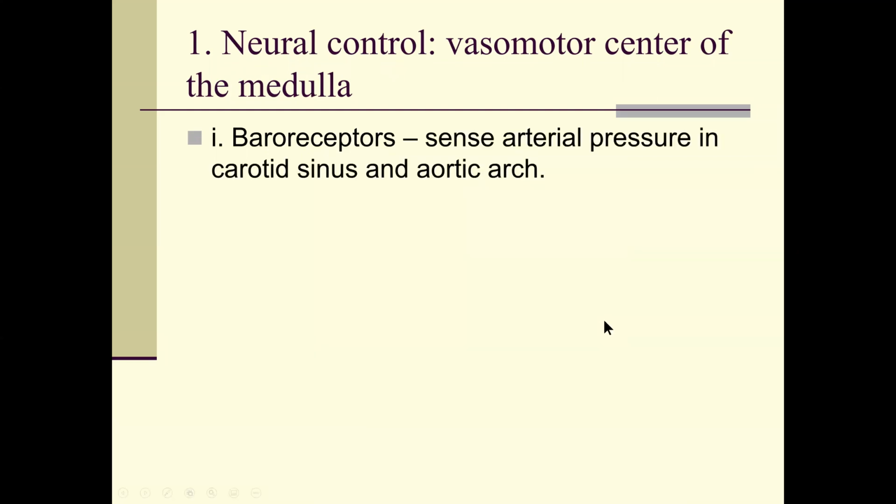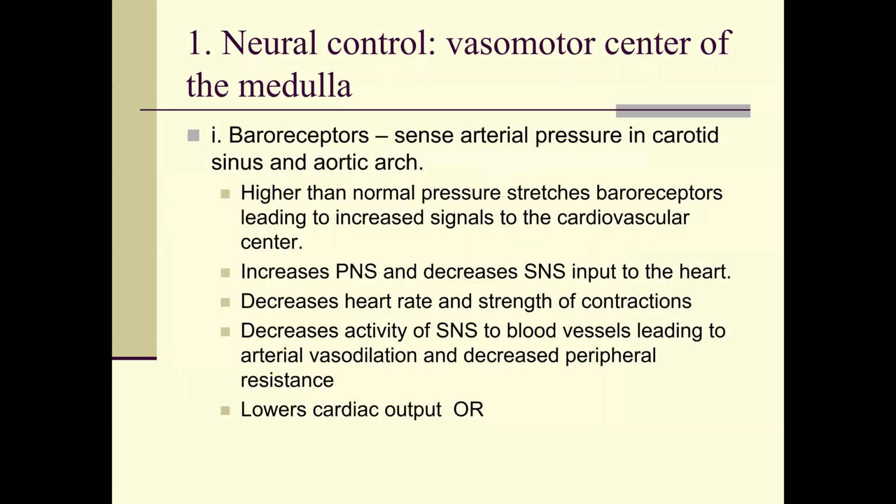Those sense arterial pressure in the carotids and in the aorta. We'll see a lot of this, they have receptors in the carotids and the aorta. Okay. They're going to sense pressure changes. They have a constant input into the medulla, okay? Higher than normal pressure stretches the baroreceptors, leading to increased signals to the cardiovascular center, okay? So the blood pressure has gone up. It stretches those receptors. These are pressure receptors.